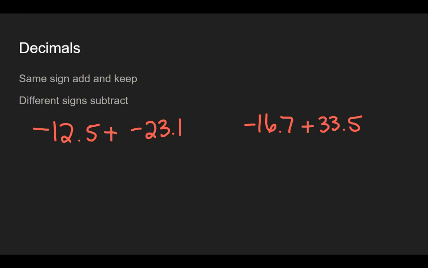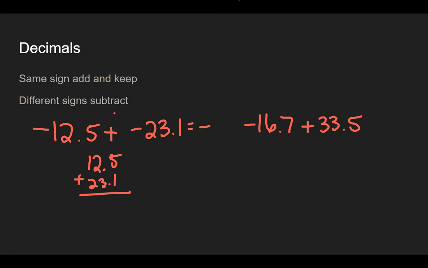And then our last examples we're going to look at are decimals. Our rules are going to stay the same. Same sign, add and keep. Different sign, subtract. So just looking at this first example, we have a negative plus a negative, so our result is going to be negative. They have the same signs, so we're going to add them together, 12.5 plus 23.1. Now, these are pretty simple decimals, but if the decimals get a lot more challenging, definitely feel free to use a calculator. Just be very, very careful with your signs.